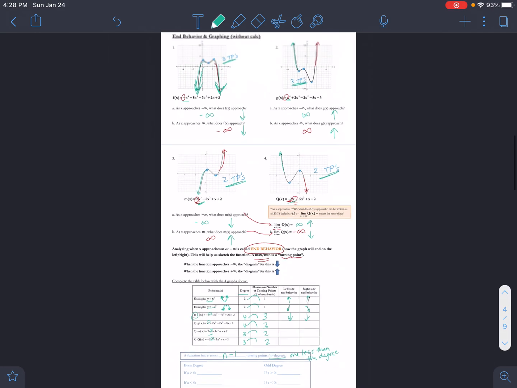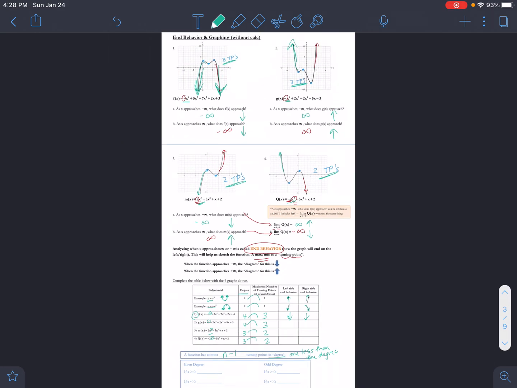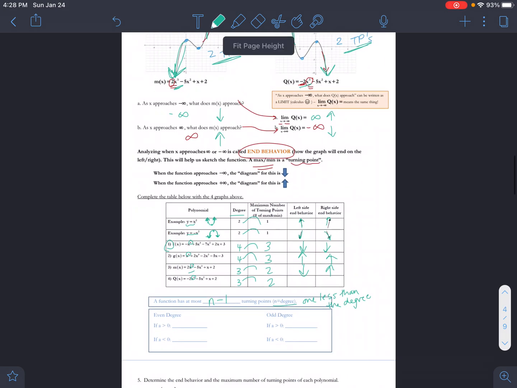What happened with the next one? Let's see. We were up, and on the right side, also up. So up, up. All right, now these ones got a little more exciting. We went down, up. So left hand was down, right hand was up. And then for number 4, we were up on the left and down on the right. Up on the left, down on the right.